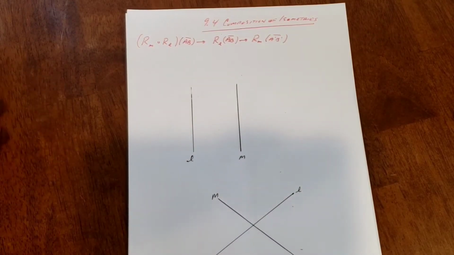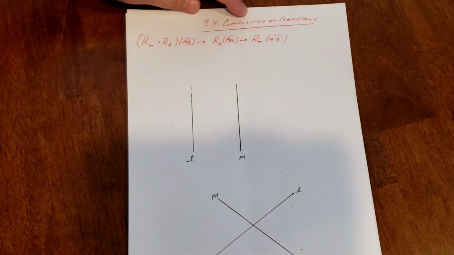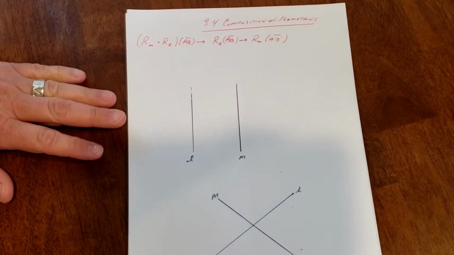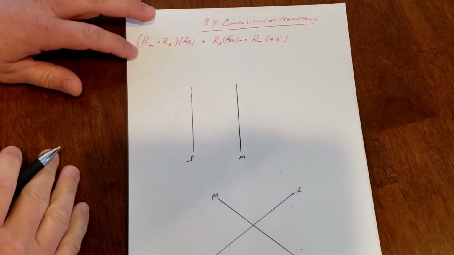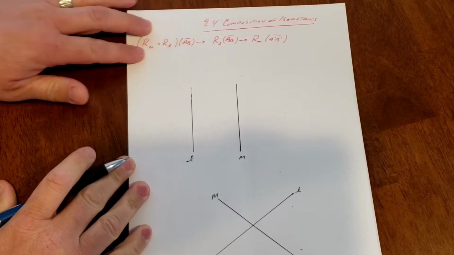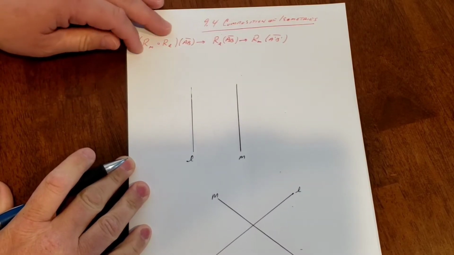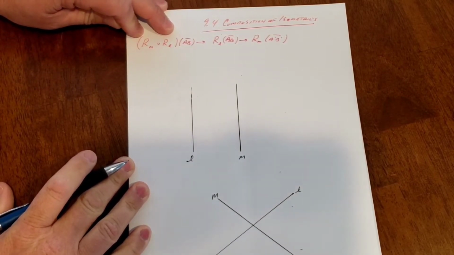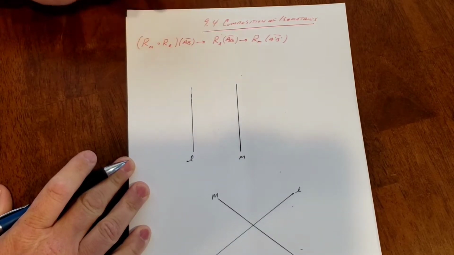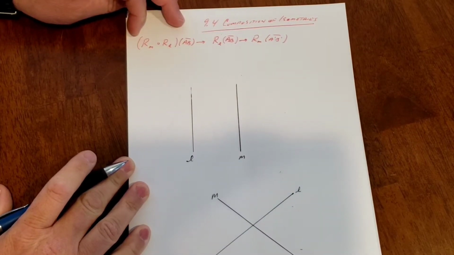Section 9.4 deals with composition of isometries. So the first thing we have to look at is just the notation that we use. This looks similar to function notation when we're doing composition of functions in algebra.